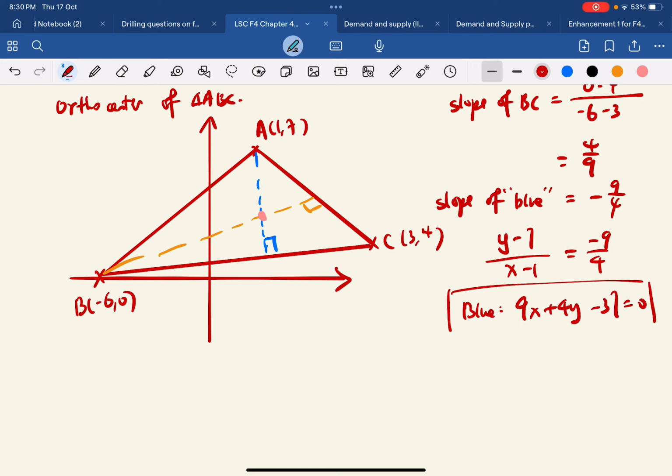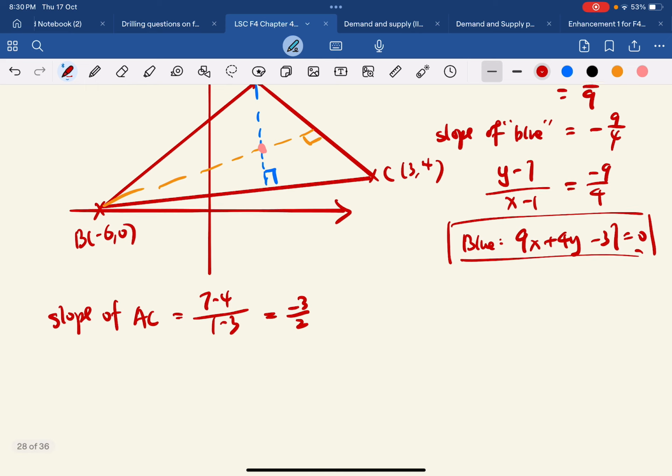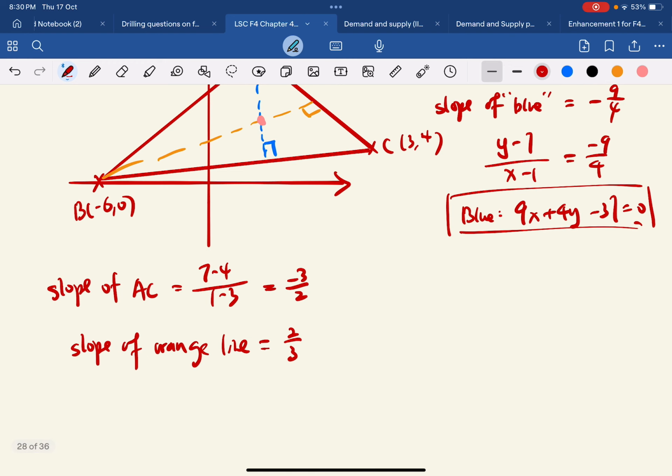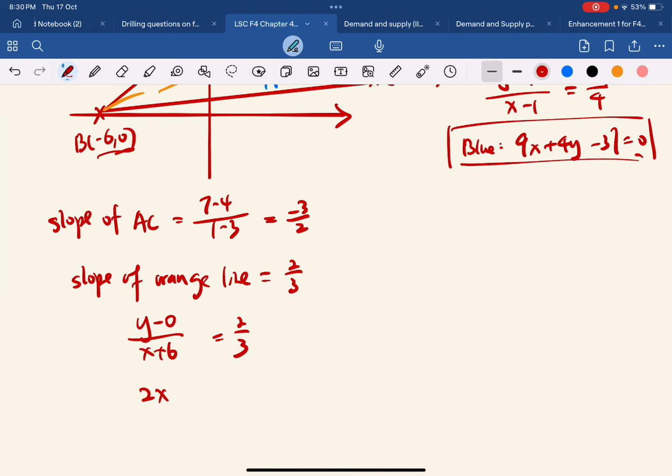Okay, so now let's find the equation for the orange line. Okay, so we can start from slope of AC first. So slope of AC would be 7 minus 4 over 1 minus 3, which is negative 3 over 2, which means the slope of the orange line would be 2 over 3. So point-slope form, okay, the point is (-6, 0), and then slope is 2 over 3. So (y minus 0) over (x plus 6) is 2 over 3, which means that 2x minus 3y plus 12 equals 0. So that's the equation for the orange line.